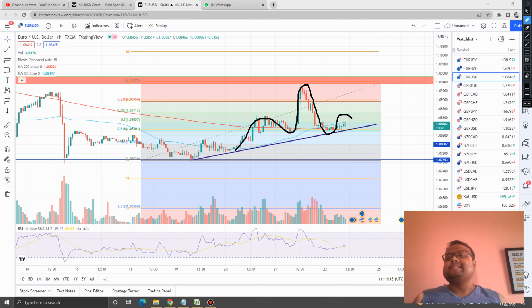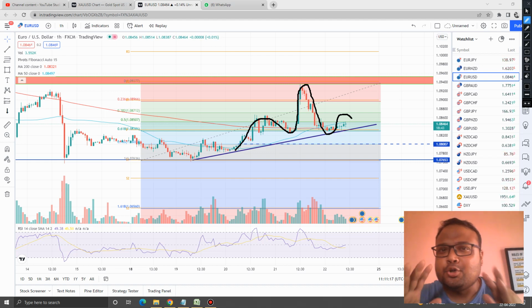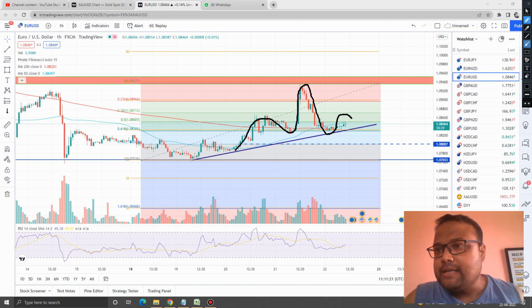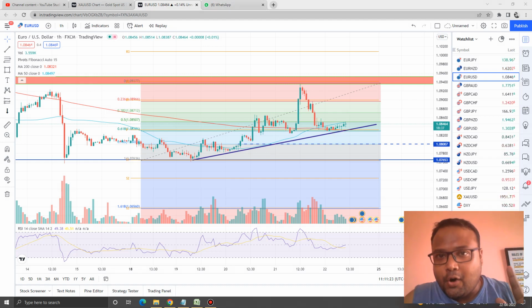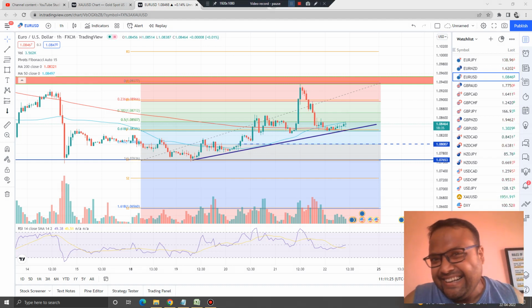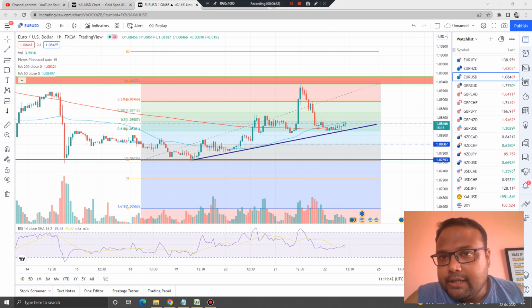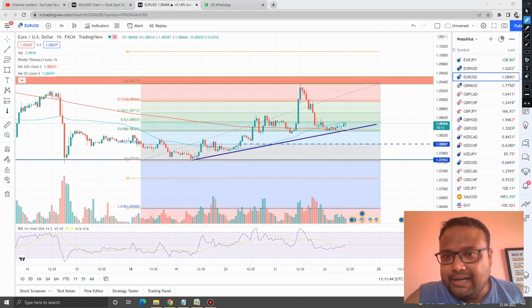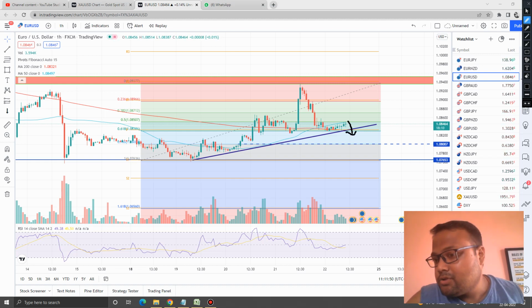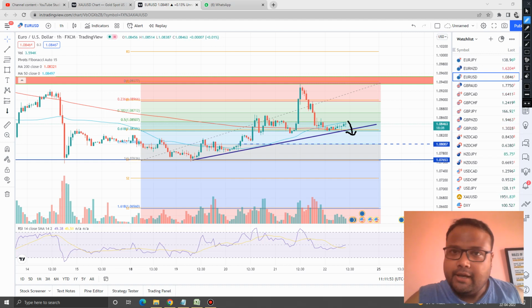But still, I can see that market has more or less formed a head and shoulder pattern. If head and shoulder pattern works for you, you can consider it as a head and shoulder, and you can trade accordingly. If we consider this as a head and shoulder pattern, then obviously there is a possibility that market will break this current support or the trend line which is also a dynamic support. The market will break everything and market will go down.